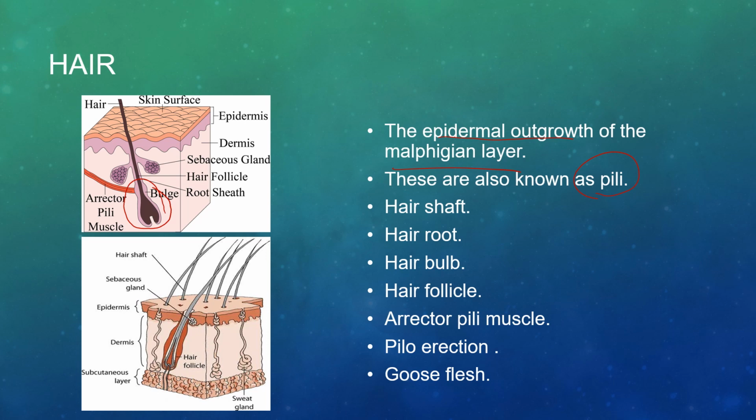And what is hair made up of? It is mainly made up of hard keratin. So if you need to tear a hair, you need to put a lot of pressure. What are the chief regions of hair? They are the hair shaft, the hair root and the hair bulb. And from the hair follicle itself the hair is growing.